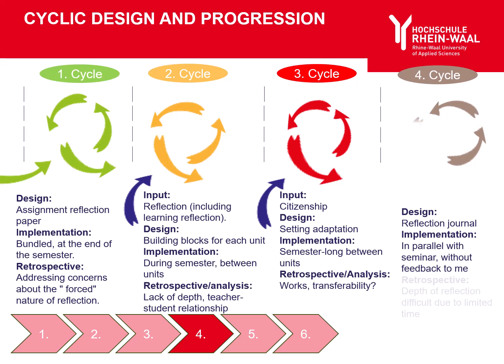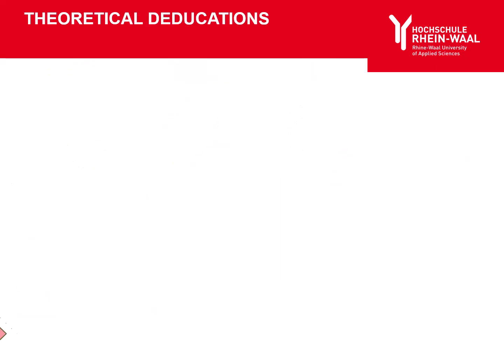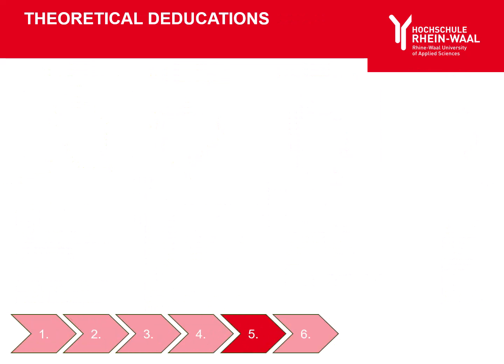At the same time, similar content-related phenomena appeared as after the second cycle, since the depth of reflection was not given. Presumably, this is due to the lack of time for intensive reflection. If necessary, design changes would have to be made for further cycles. What does this mean for theory? I would like to pick out one example, namely the analysis of the first and second cohort.